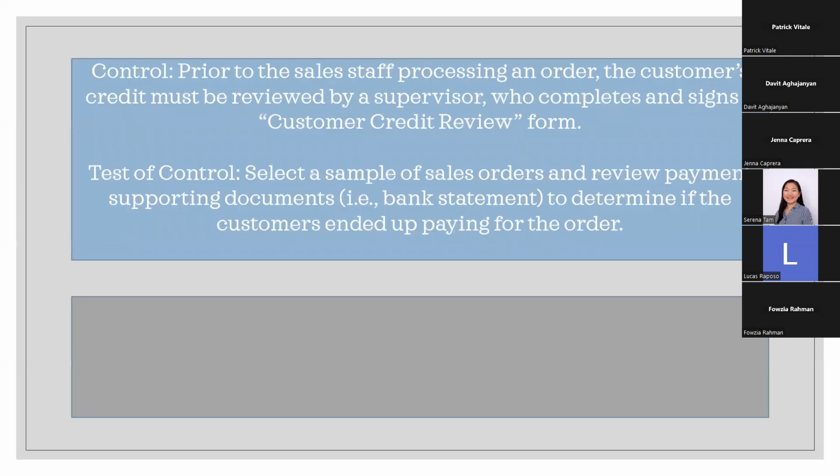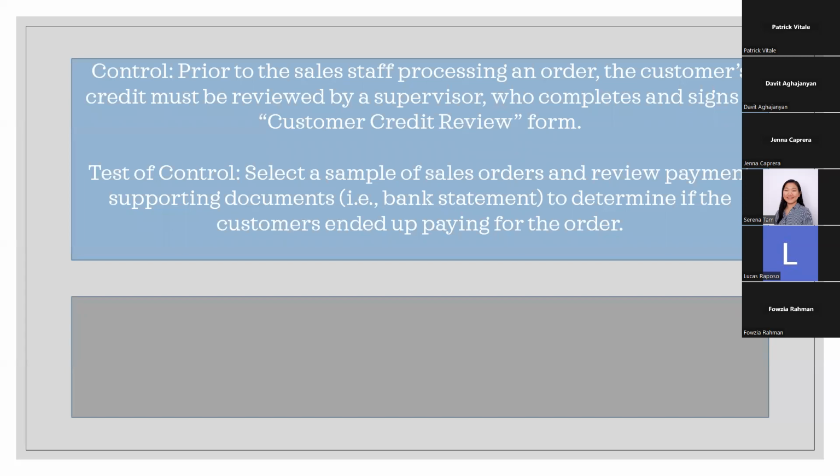Okay. So control: prior to the sales staff processing an order, the customer's credit must be reviewed by a supervisor who completes and signs a customer credit review form. Right. So you're an employee, you're doing what you have to do, but then you have to get it reviewed by a supervisor who signs the approval that the customer credit review is good.